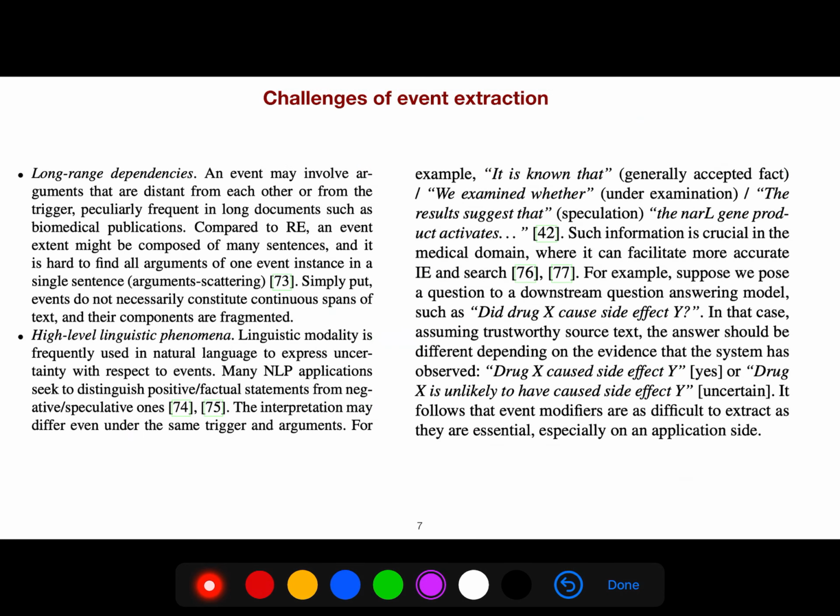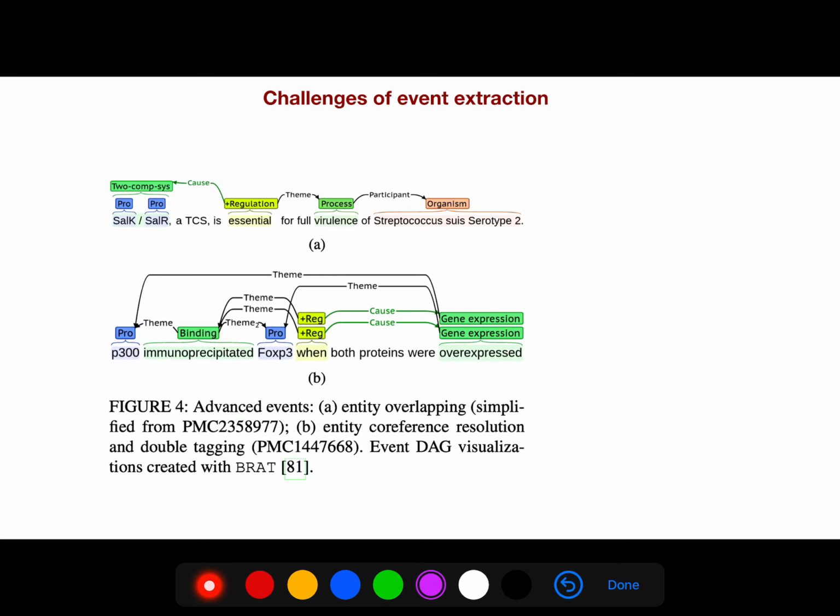Long-range dependencies, and we have high-level linguistic phenomena. For example, here we have entity overlapping. In example A, you see the overlapping. Or in B, we see entity coreference resolution and double tagging. And these are problems that exist.